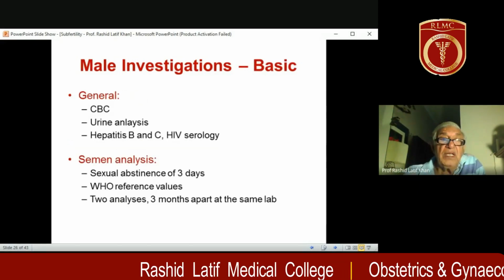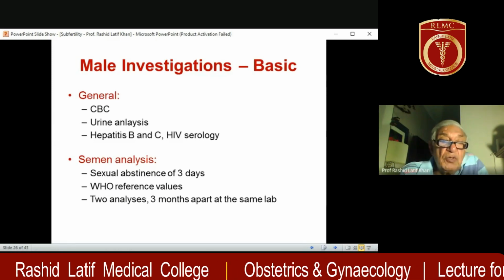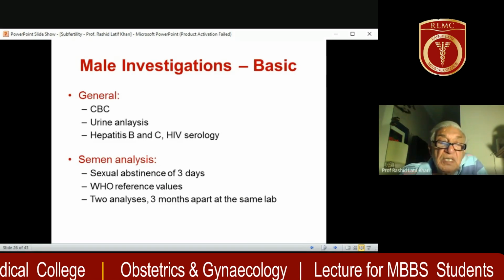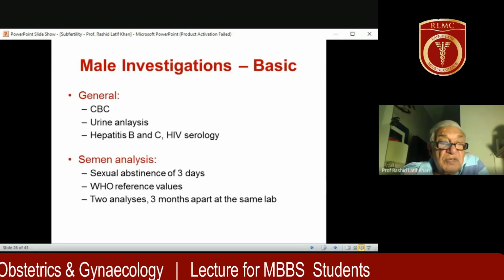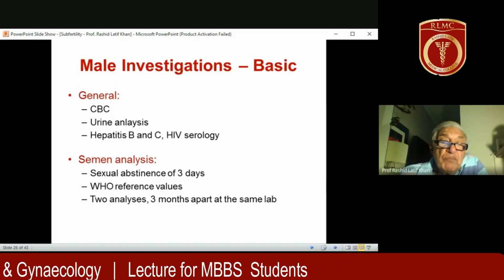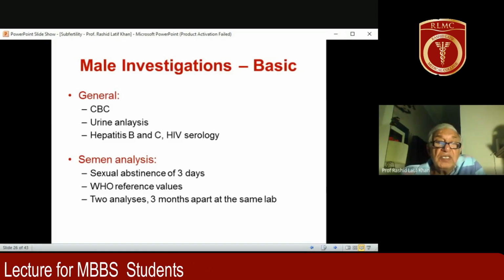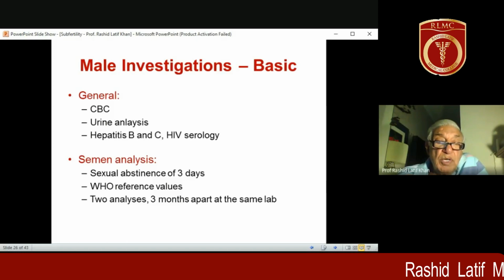Similarly, male investigations: the same routine CBC, urine analysis. These days in Pakistan, hepatitis is common, so B and C. If the husband works in Dubai, maybe HIV serology can be advised as well. But the most important is semen analysis. For that, remember, the abstinence required is only 2 or 3 days. Generally, they are advised 7 days, 10 days, and no. A fresh semen specimen is better and gives you more information.